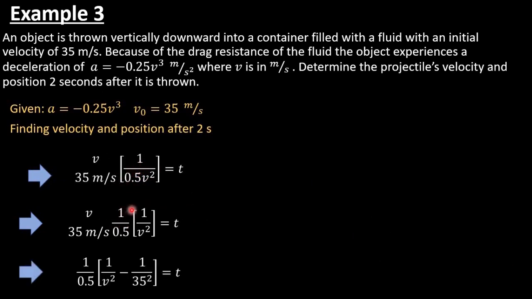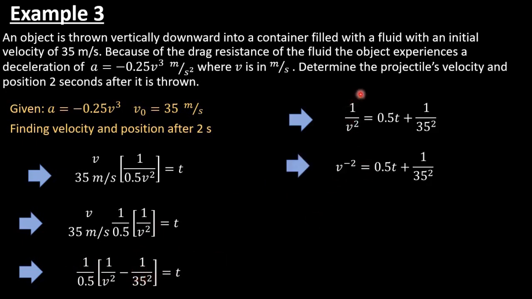Evaluate the limits. It goes from v to 35 meters per second, so I get 1 over v squared minus 1 over 35 squared, which gives me t, not forgetting the constant as well, 1 over 0.5. Then what I can do now is times both sides by 0.5 and then add 1 over 35 squared. And then I can rewrite this again as v to the minus 2.